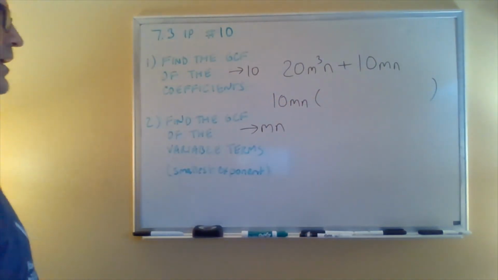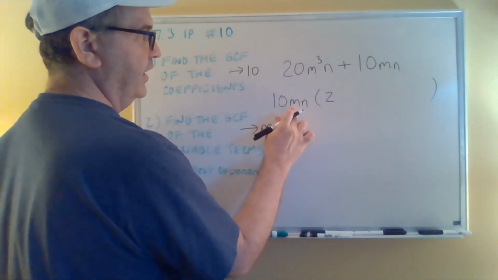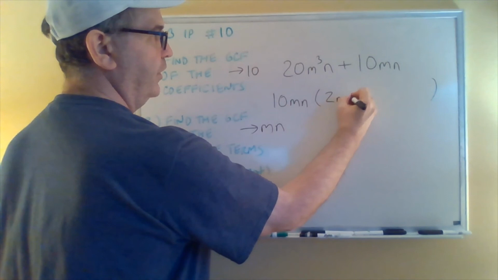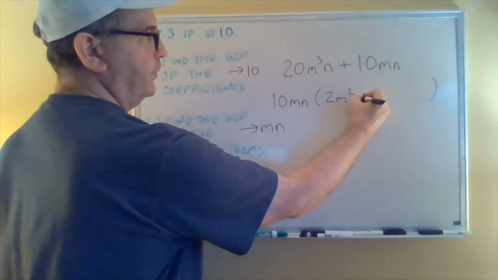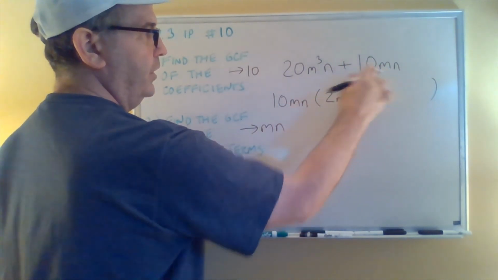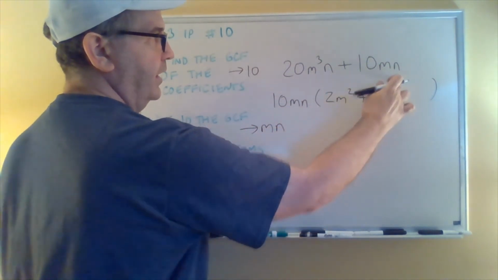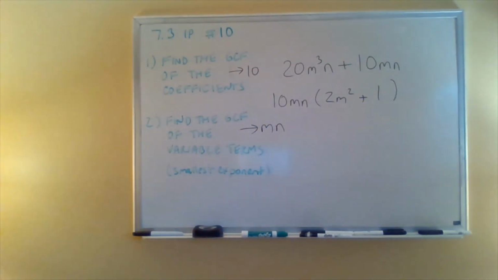We're going to divide that into each one of these terms. So 20 divided by 10 is 2. When I take an m out of m cubed, I'm left with m to the second. And n into n, they're just going to cancel out. 10 divided by 10 is 1. I have m into m, that cancels out. N into n, that cancels out. So our answer will be 10mn times 2m squared plus 1.